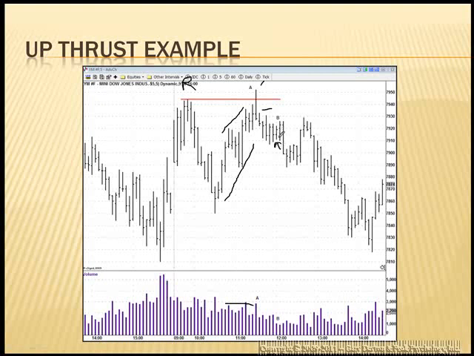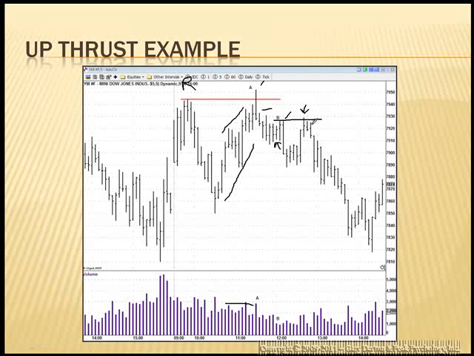Okay? And then if you look here, we're going to talk about no demand a little bit later, but this is a no demand bar. It's trying to rally up. And there's just no ability to rally here. We see more supply come in. This is weakness all over the place. It tries to rally up one more time, and look what happens. If we drew a line here, we have another kind of upthrust in here.